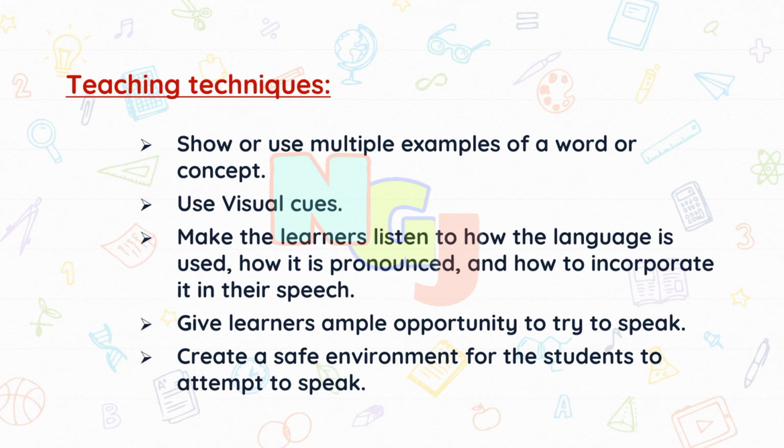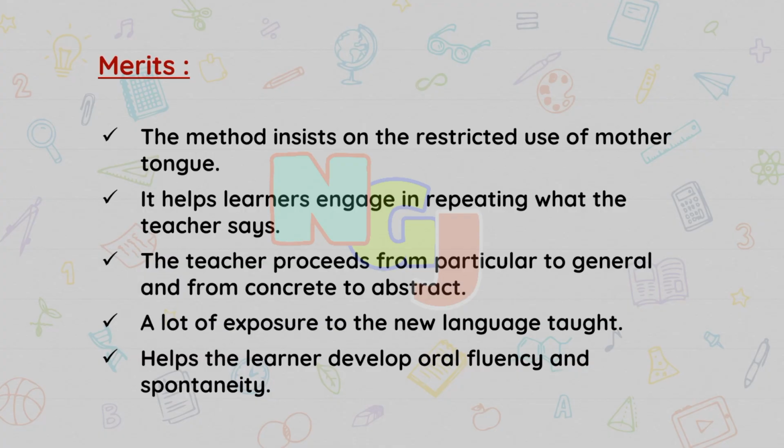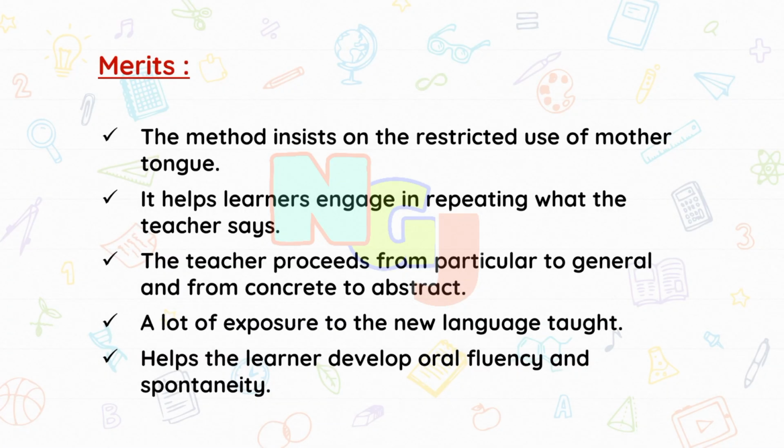The next technique that a teacher should know is the teacher should give ample opportunity to the students to speak in English in the classroom. So, when will that happen? It will happen only when a safe environment is provided for the students to speak in English. So, whenever the student speaks in English, the teacher has to appreciate them when it is correctly spoken and correct them when they make mistakes. So, these are the teaching techniques that are to be followed by the teachers while using the direct method in the classroom. So now let's see what are the merits of direct method.